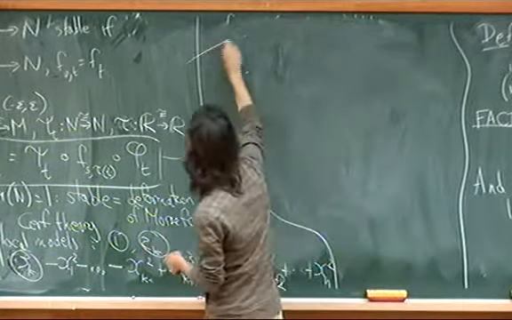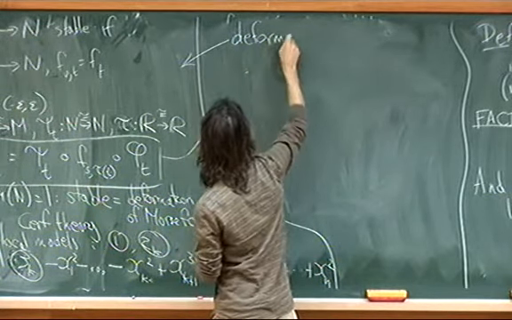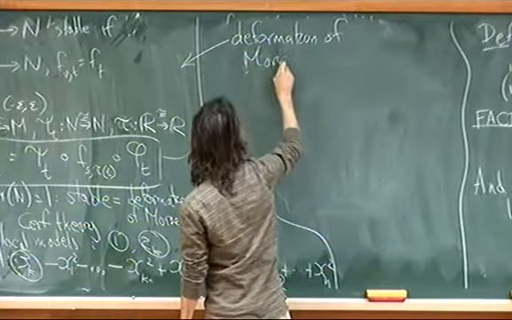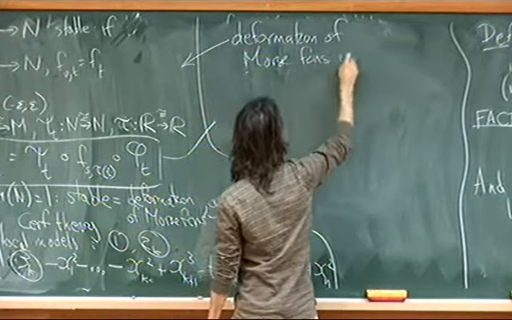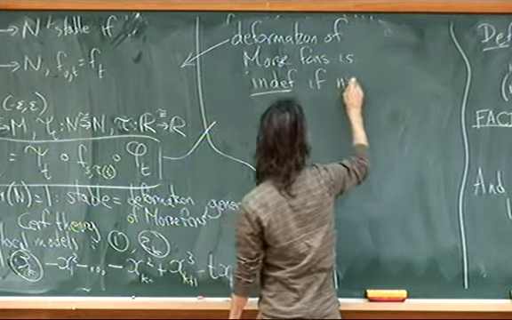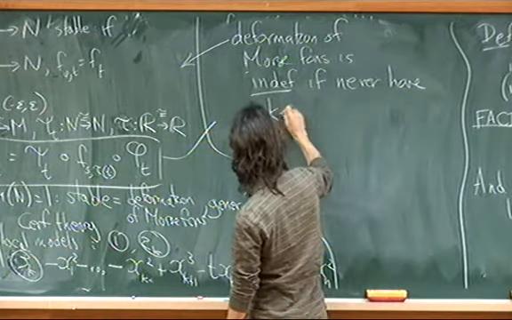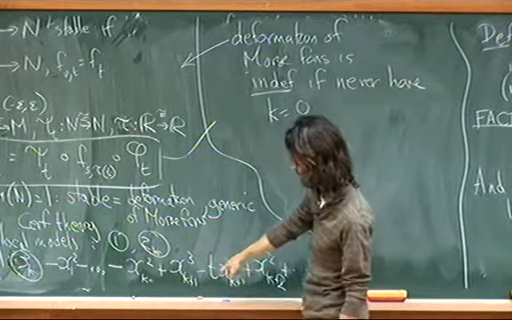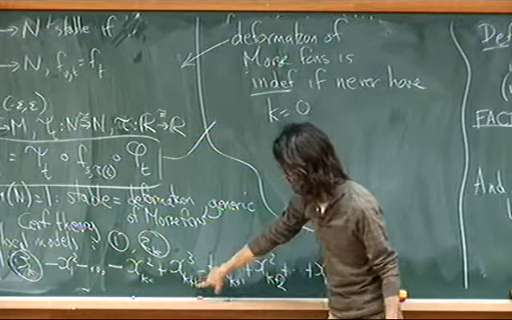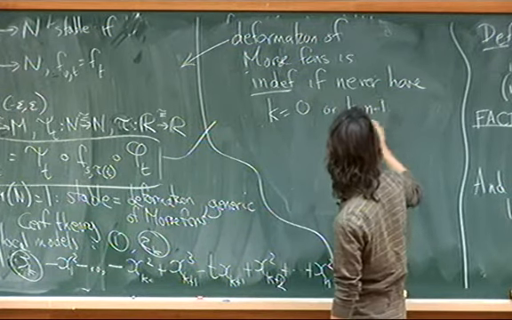So a deformation of Morse functions is indefinite if you never have... well, let's see, the smallest k can be is 0. That could still happen. The largest k could be, since you have to go up to k plus 1, is n minus 1 in this case. Okay.